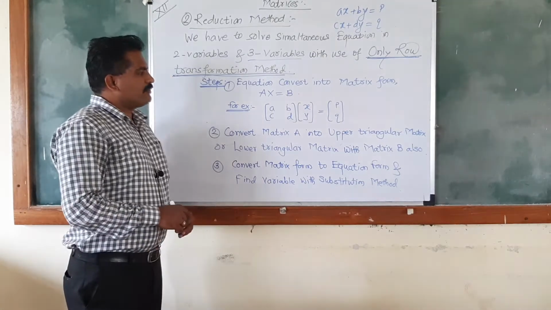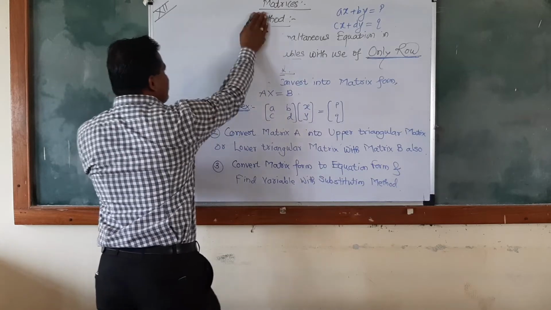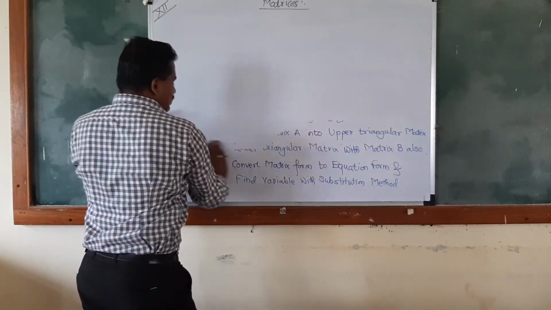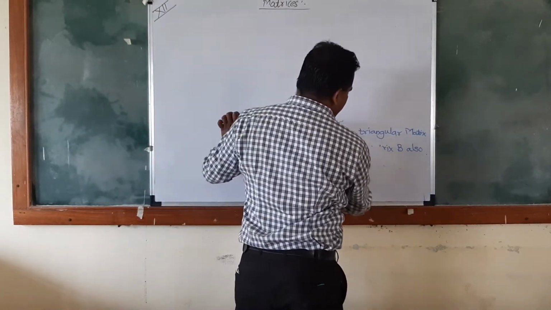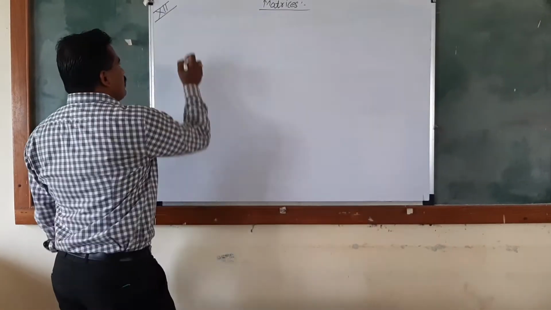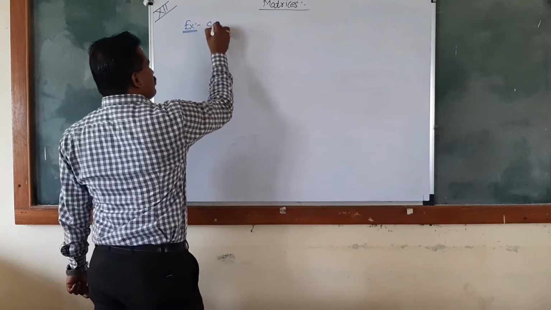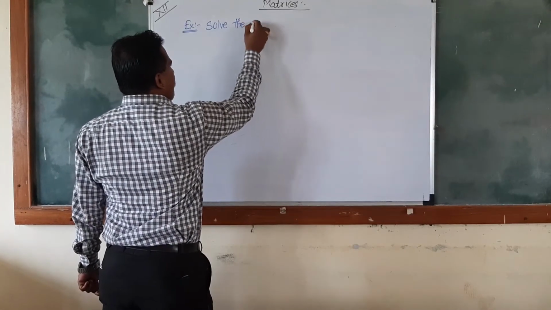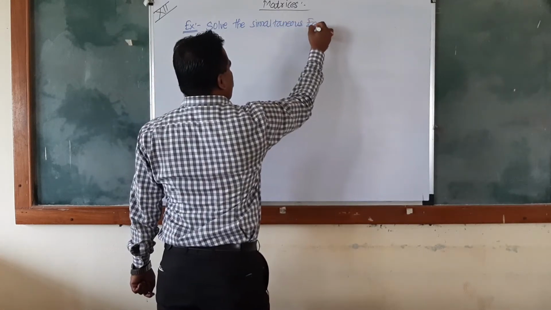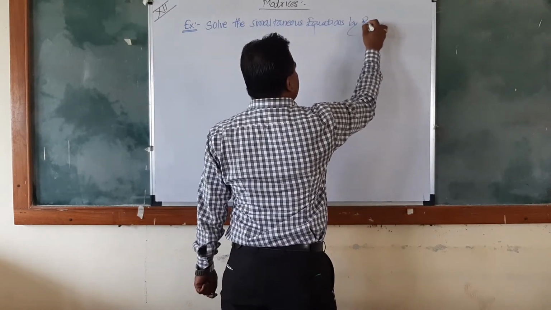We can solve one or 2 examples using the reduction method. After solving this example, the concept of the reduction method should be clear. Example: solve the simultaneous equations by reduction method.